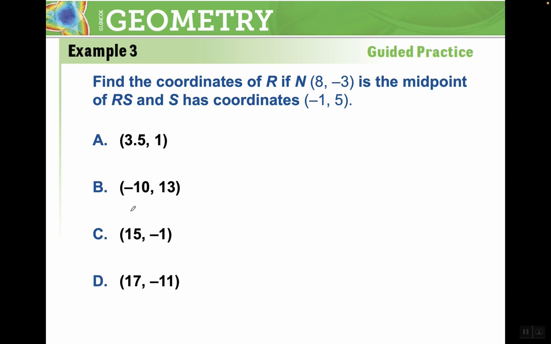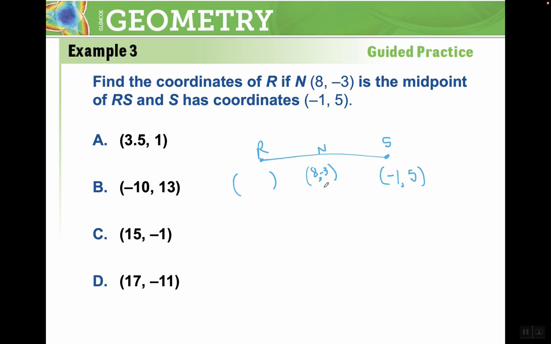Okay, so go ahead and do this one. I can even draw it out for you, and then you might want to pause it. So it says find the coordinates of R. So we have RS. It gives us S as -1, 5. And it gives us N, which is the midpoint, because it tells us it is, of 8, -3. Okay. Find your points for R.